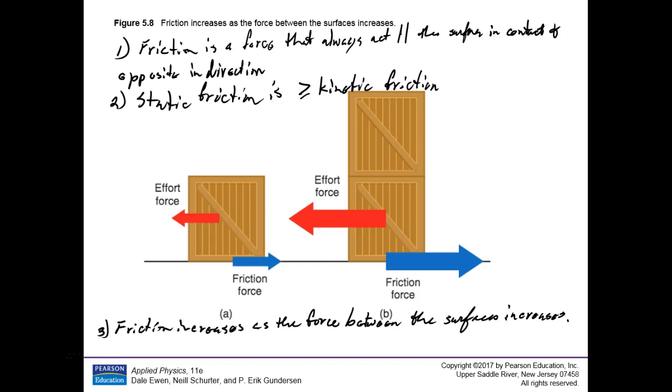You have one crate here on the floor. You're pulling here. Friction force is opposing you there. This looks like static friction because these look like they're the same. But you put another crate on top, you have to really increase the force here, and the friction force is also increased until you finally get it to move. That will be a much bigger effort force required. Friction increases as the force between the surfaces increases.